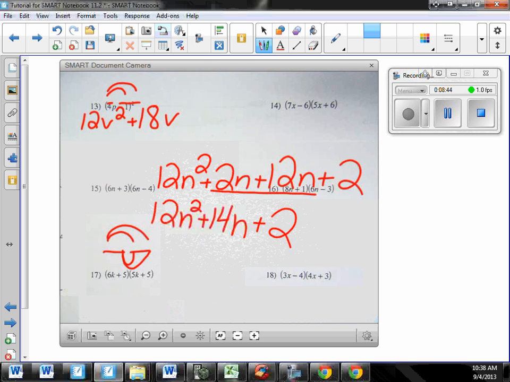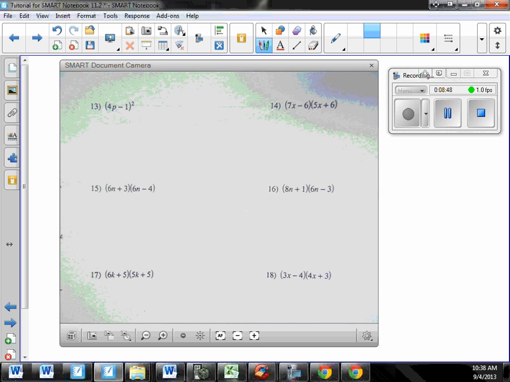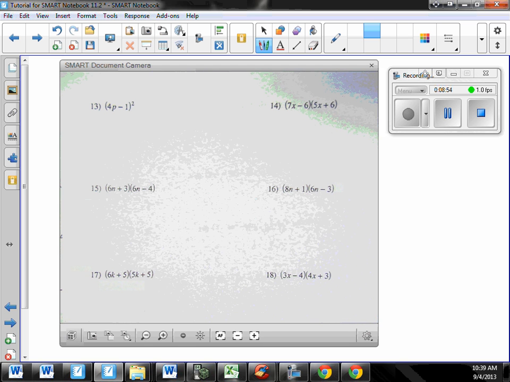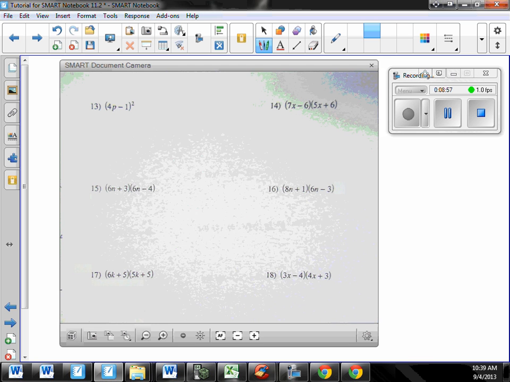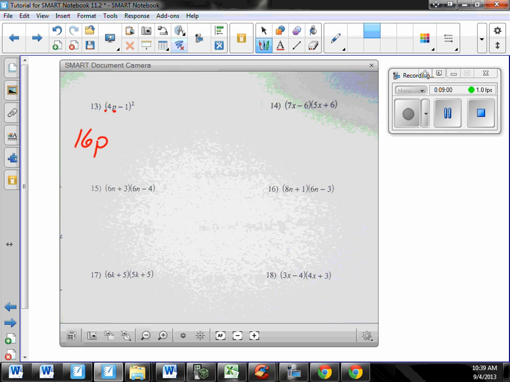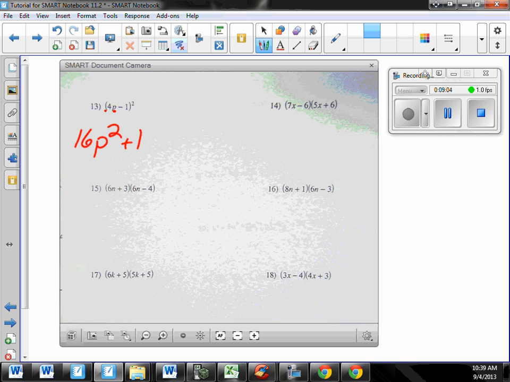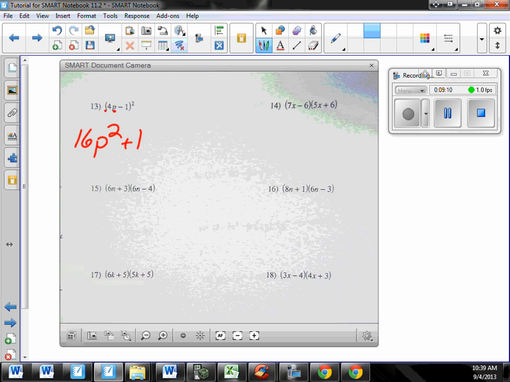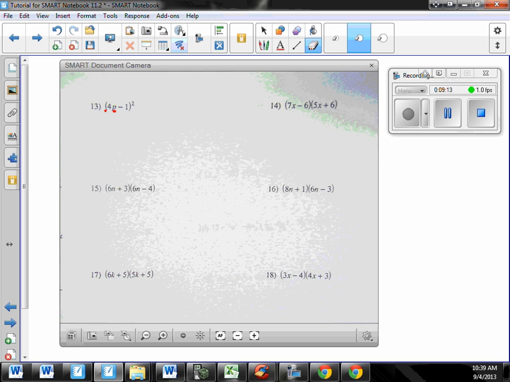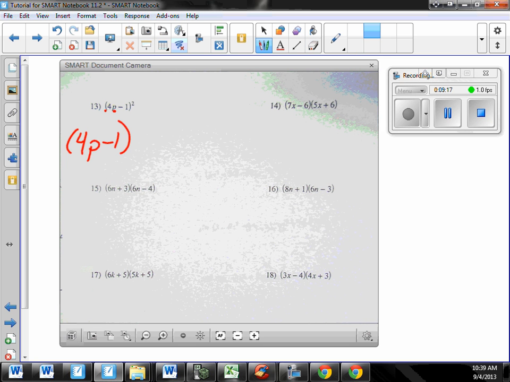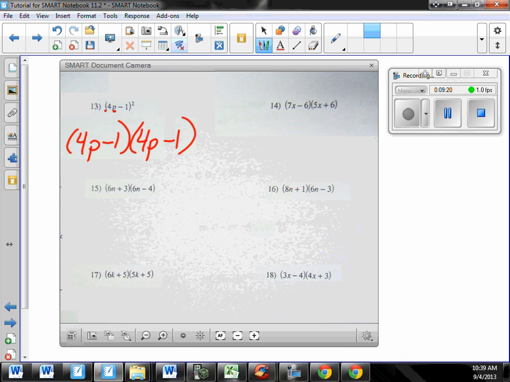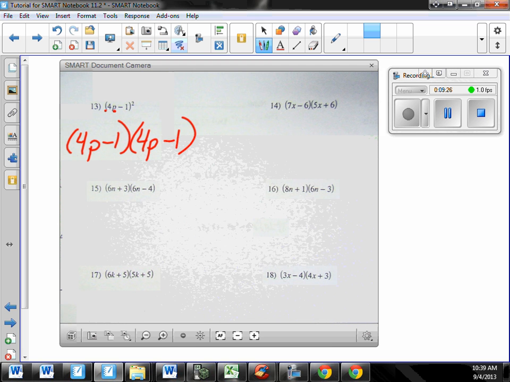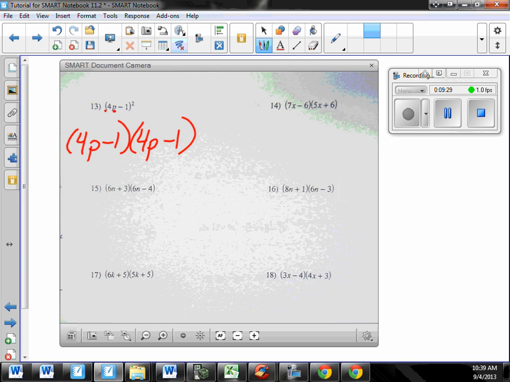Look at number 13. It's very common to make a mistake with number 13. A lot of students say 4p times 4p is 16p squared. Negative 1 times negative 1 is plus 1. That doesn't work. What you need to do on number 13 is write down 4p minus 1 times, well, is that what you meant, Reagan? Okay, sorry. You said add in it. Yeah, multiply the second one on there. Okay, yeah, you're right.